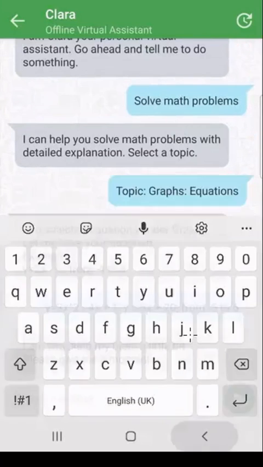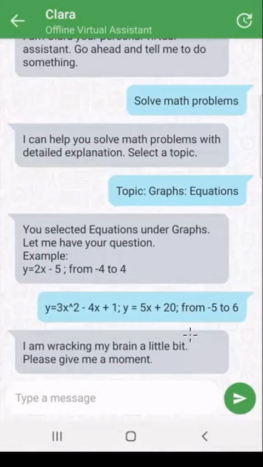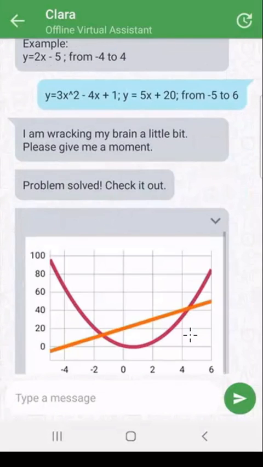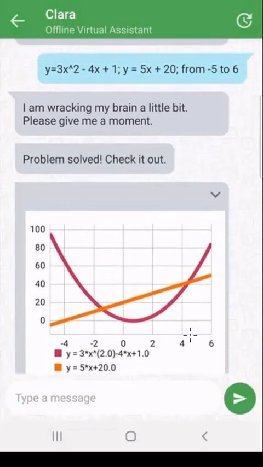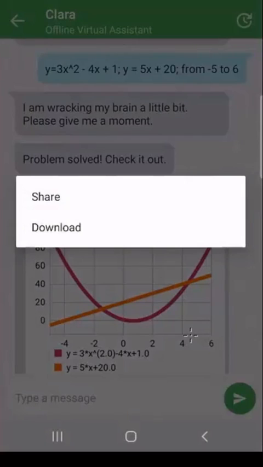Once you click on the send icon, you wait for a few seconds, then the results will be presented to you. So this is the plot of two equations on the same graph, such that they have the same starting point and ending point. So mind you, you can always share your graph. If you want to share, you can click and share on any social media platform that you want.